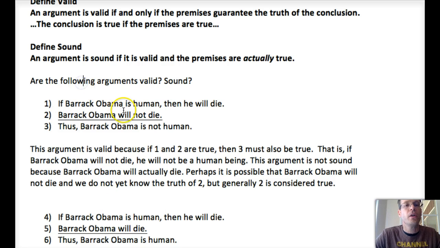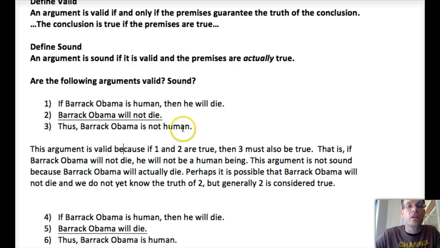Remember, I'm going to ask you something like, are the following arguments valid and are they sound? So here it is. Three sentences. It has two premises and a conclusion. If Barack Obama is human, then he will die. Barack Obama will not die, thus Barack Obama is not human. The question is, is this argument valid?